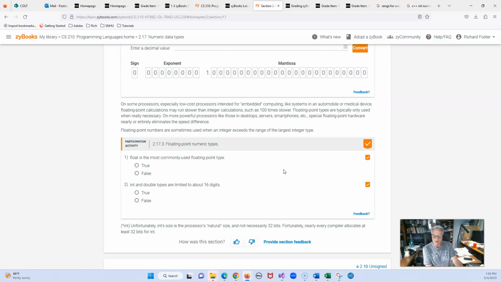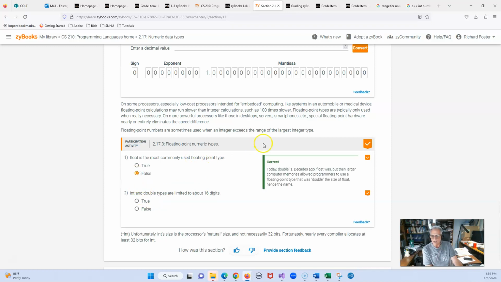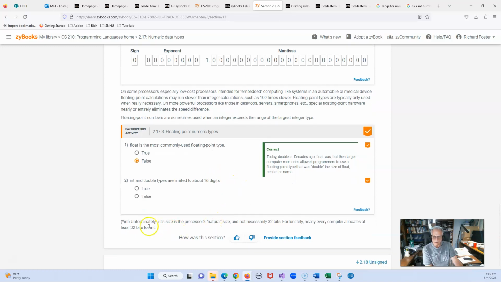So we have float as the most commonly used floating point. That actually used to be true. So let's go with false and see what that has to say. And that's true. And then integer and double types are limited to 16 bits, or 16 digits. Well, that's a little bit challenging here. So 16 digits. So let's see what it says in here. An integer size in a processor is not necessarily 32 bits, but you can count on at least 32 bits for integer.